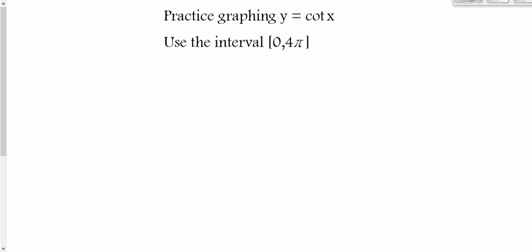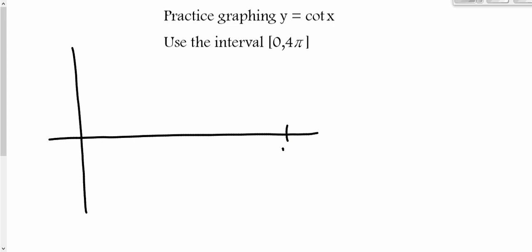Let's practice graphing the cotangent graph on the interval from 0 to 4 pi. It's not as important to put the 1 and the -1 on the y-axis because we weren't really using that for anything. Go ahead and split it up into increments of pi, and then split those. You can just split those in half. So let's picture the tangent graph.